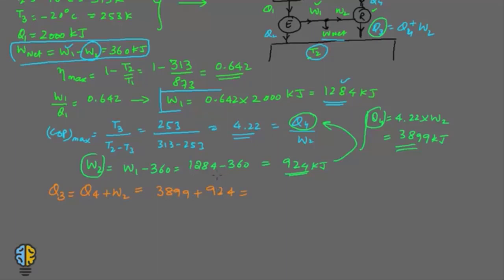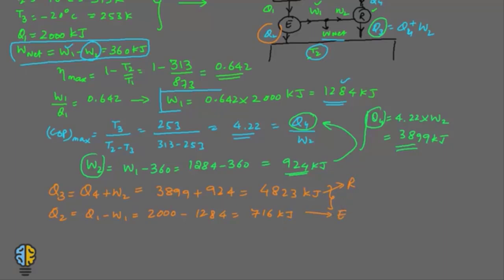So the amount of heat being rejected by the refrigerator into the reservoir at T2 is 4823 kilojoules. And if you want to find out the value of Q2, Q2 is equal to Q1 minus W1. Q1 was 2000 and this is 1284, and this value is 716 kilojoules. So these are the heat rejection values from the refrigerator and from the heat engine.